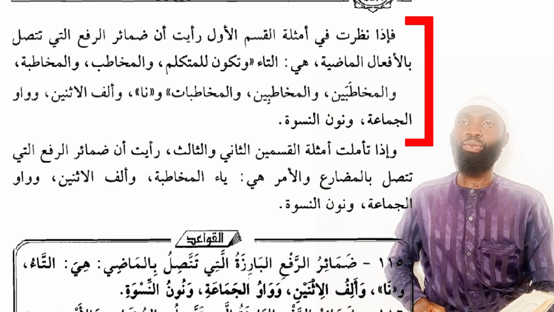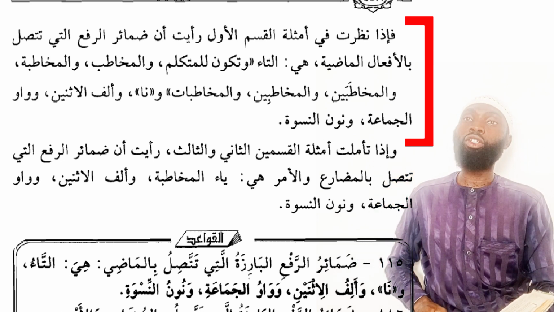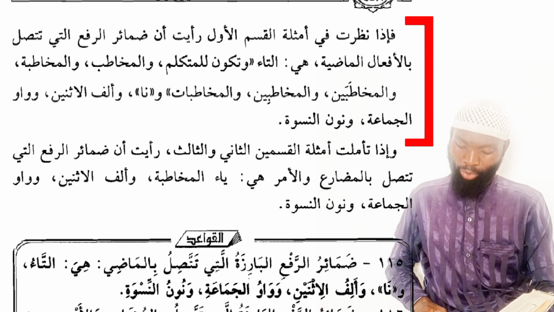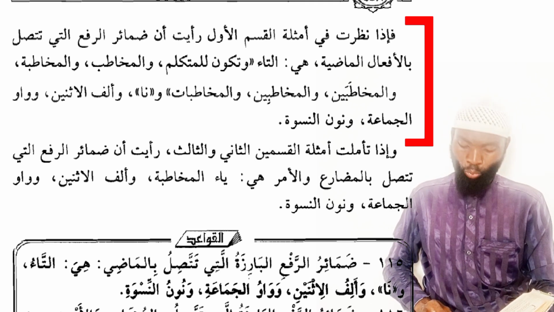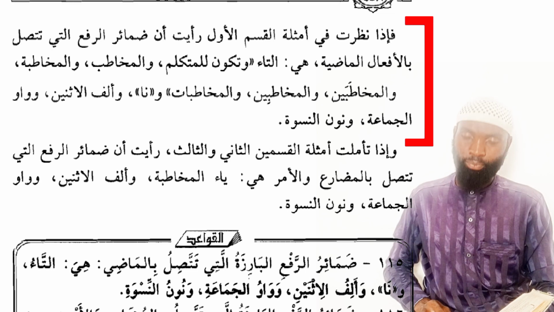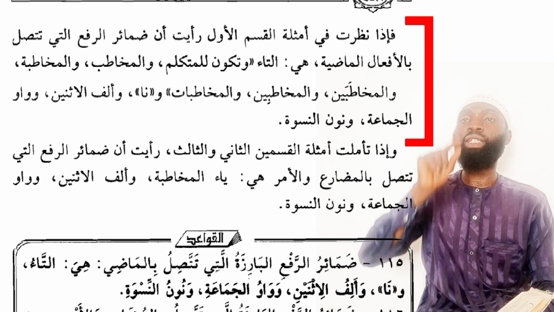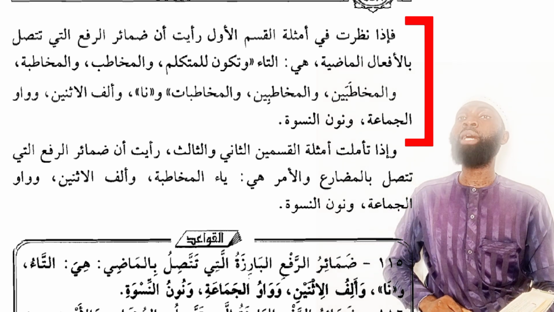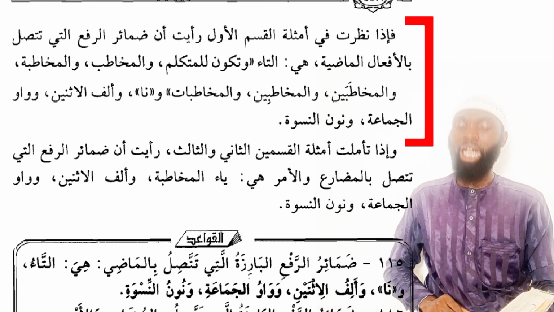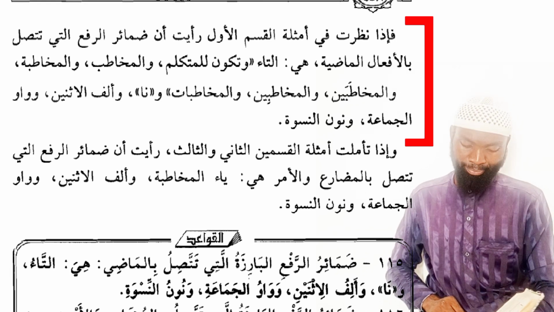والمخاطبين, and the pronouns used for the listeners, if there are many. والمخاطبات, and for the second persons when they are females. ونا, and you also find the pronoun na, which is for the first person plural. وألف الاثنين, and you also find the alif, which stands for two people, like the word fahima. Waw al-jama'a, the waw of plurality, like when you have fahimu. Wanunun niswa, and the nun for the female.